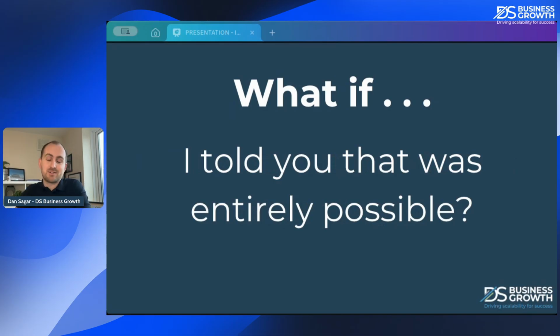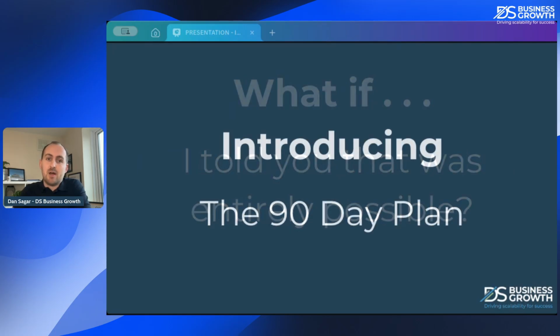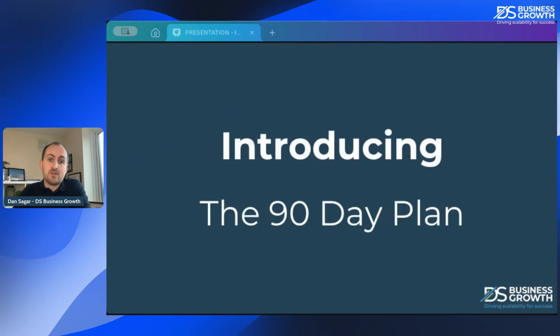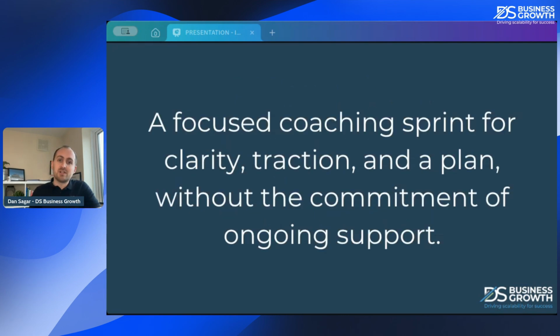And we have done this successfully with quite a few businesses now through 2024 and 2025. And the way that I've done this is through the 90-day plan. And how I would describe this, it's a focused coaching sprint that gives you some clarity, traction, and a plan. And it's without the commitment of ongoing support, which I know a lot of people have worries of, especially if you've had a bad experience with a coach before, a negative experience, or something that hasn't quite worked out for you. So my 90-day plan offers the clarity and the traction, gives you that plan, but without any long-term commitments.